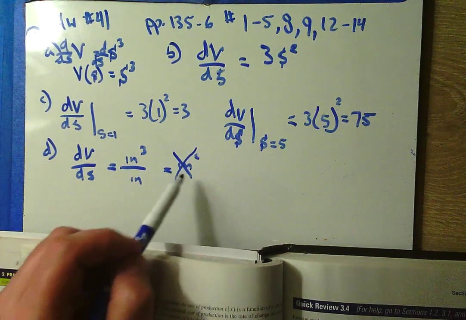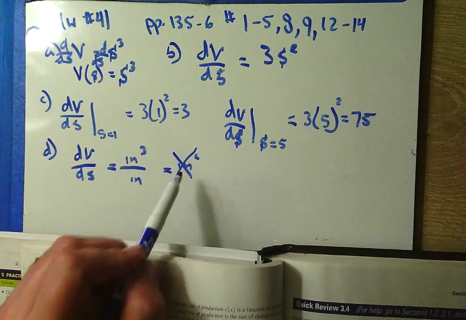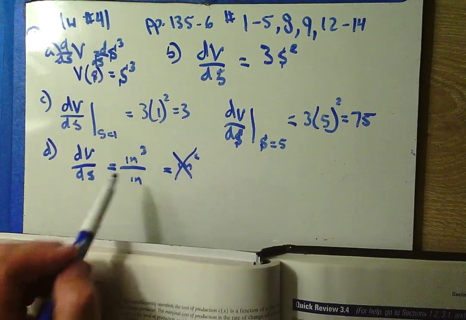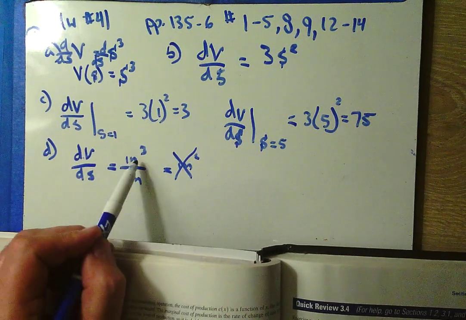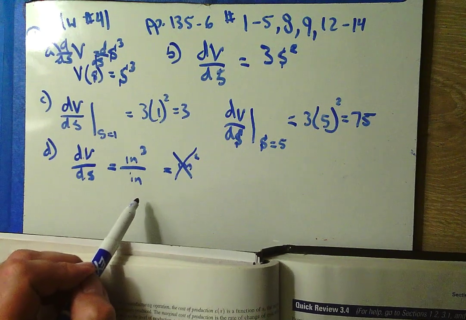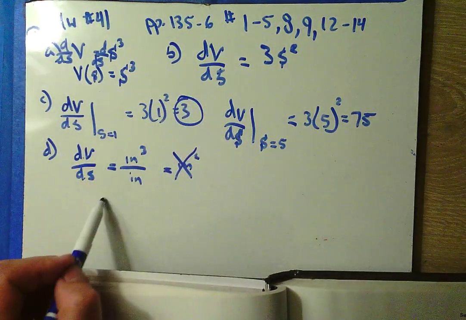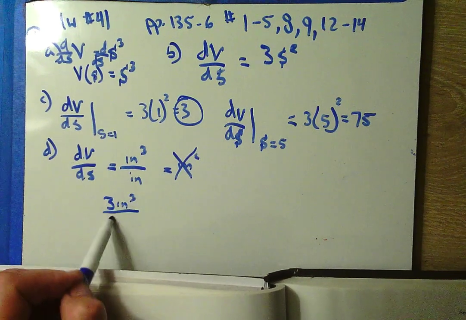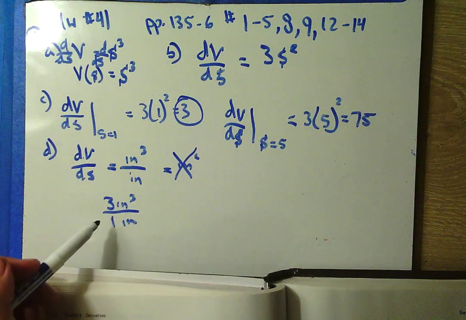It's not going to be wrong to write that. It's just going to be wrong to write that because it conveys false meaning. This is the meaning you should be striving for. A change in volume is inches cubed. A change in side length is inches. Okay? So when I look over here at 3 inches cubed for every 1 inch change in side length, that's how I understand that.